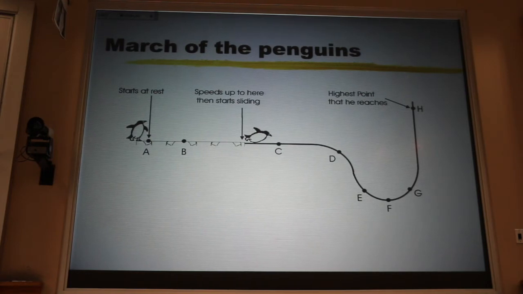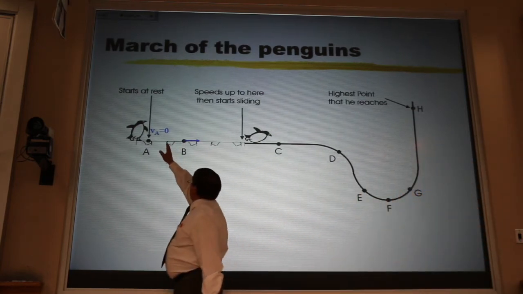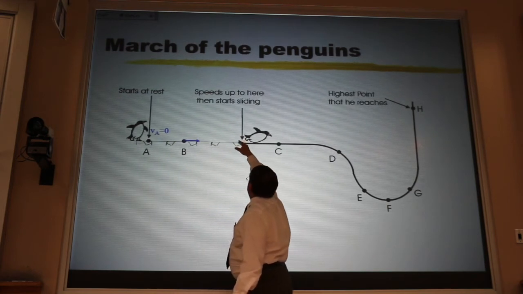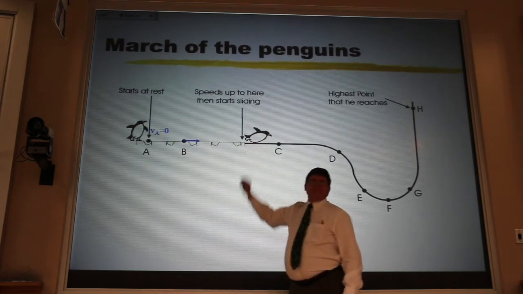So the velocity vectors are pretty easy. They're always tangent to the curve. They're always in the direction you're going. If the penguin starts from rest, then by definition the velocity is 0 at A. At B, he's going to the right. Now, he speeds up, he speeds up, he speeds up, cruise control. Okay?